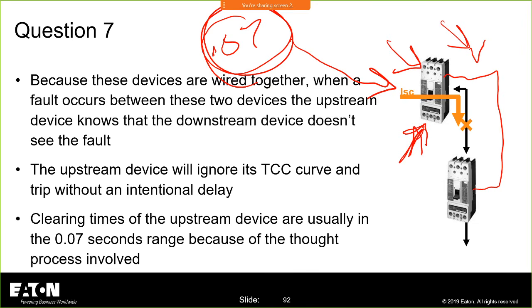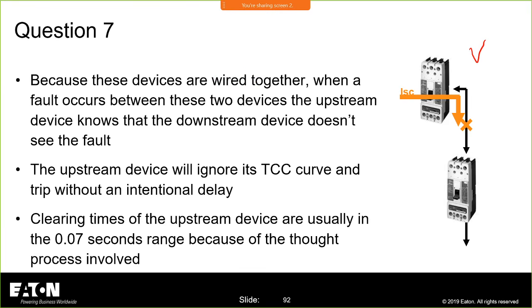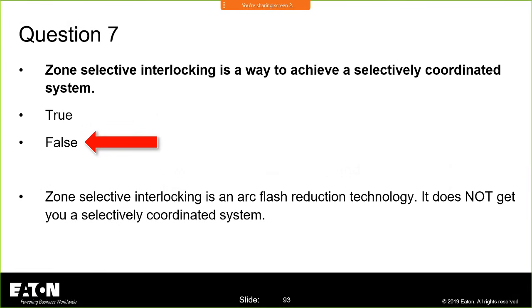time delay that you have programmed in, because what selective coordination does is make you put an intentional delay upstream. So if anybody ever asks you, what is zone selective interlocking for? It is not to achieve selective coordination. I don't care. It's not in the overload region. It's not in the instantaneous region. It's not in the short time delay region. It is in no region. It is there for arc flash reduction when the fault occurs in the zone of protection.